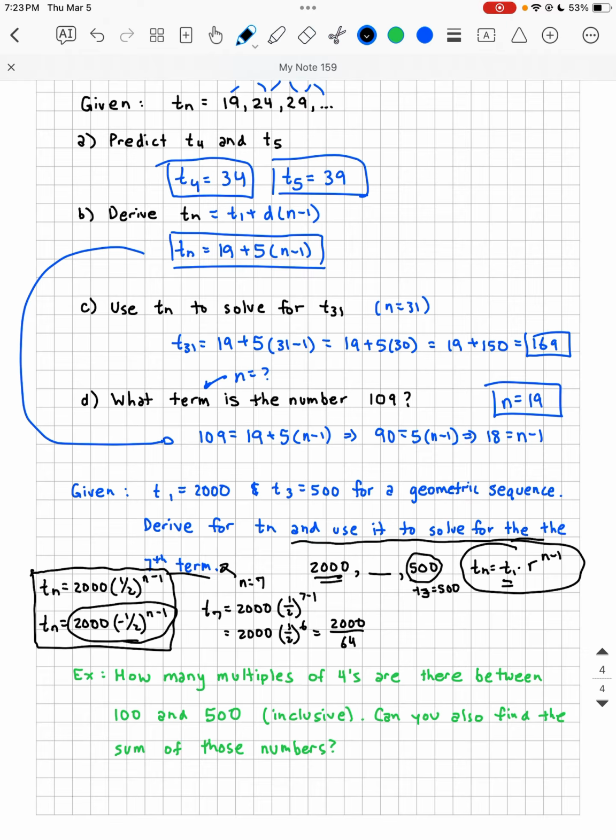Between the numbers 100 to 500, I want to know how many terms there are. So it starts with 100, 104, 108, 112, and so on and so on, all the way to, I guess, where it's going to nearly end, 492, 496, and then finally 500. Well, I want to know how many terms there are, so can you maybe find a way to do so, recognizing that this sequence is what kind of a sequence?